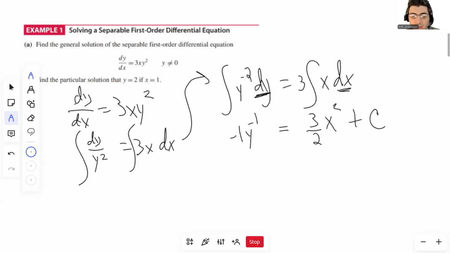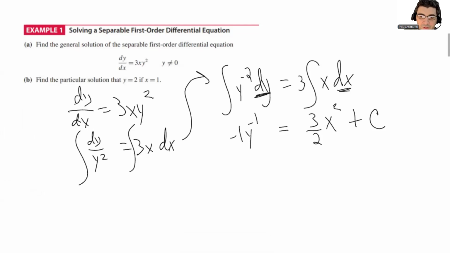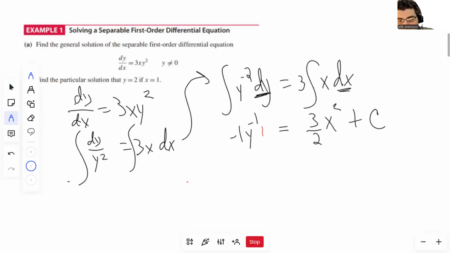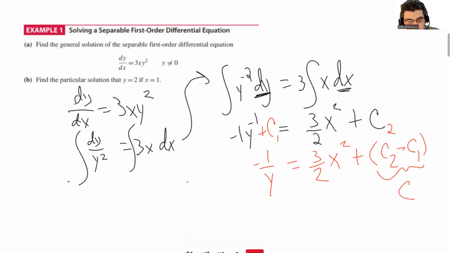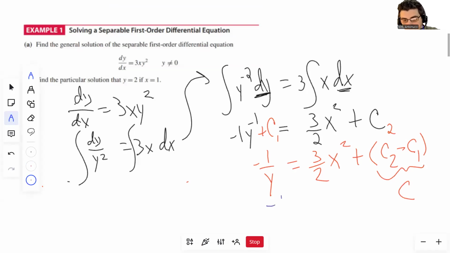Now, you might be thinking, okay, why didn't you write the plus C on the left side? Well, essentially, if you did, you would have plus C1 here, and then plus C2 here. And we could rewrite this as negative 1 over y equals 3 halves x squared plus C2 minus whatever C1 was. But this right here is just going to be a constant anyway. So we would write our final answer here as negative 1 over y equals 3 halves x squared plus C.